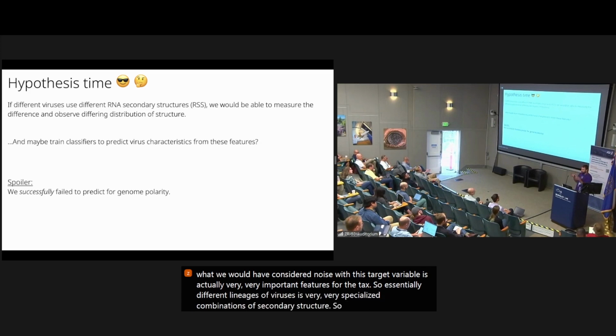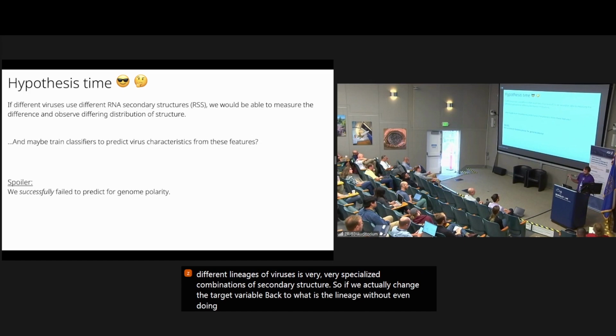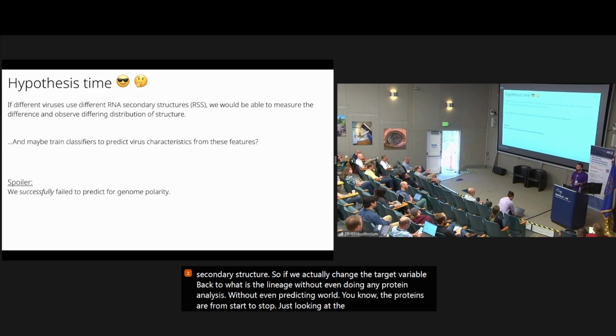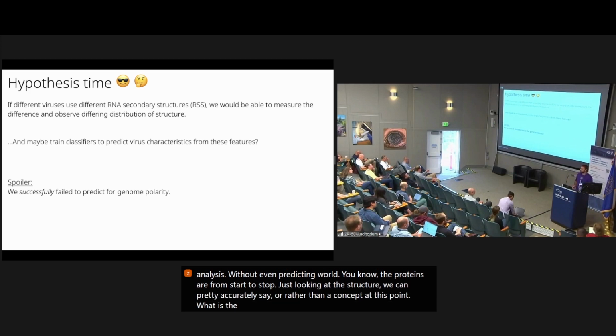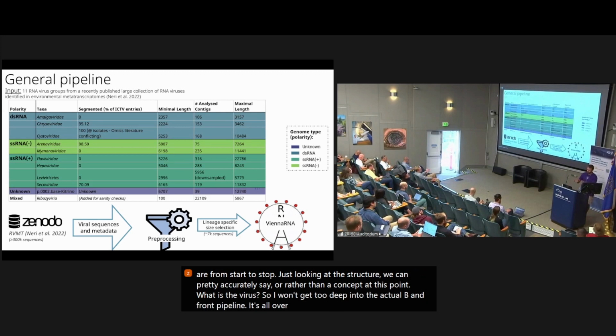So if we change the target variable back to the lineage, without even doing any protein analysis, without even predicting where the proteins are from start to stop, just looking at the structure, we can pretty accurately say, or at least better than a coin flip, what the virus taxa is. So I won't get too deep into the actual bioinformatics pipeline. It's all open source. You can Google it.